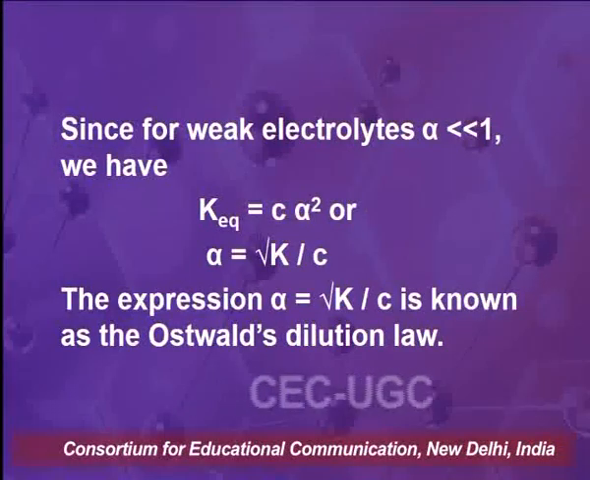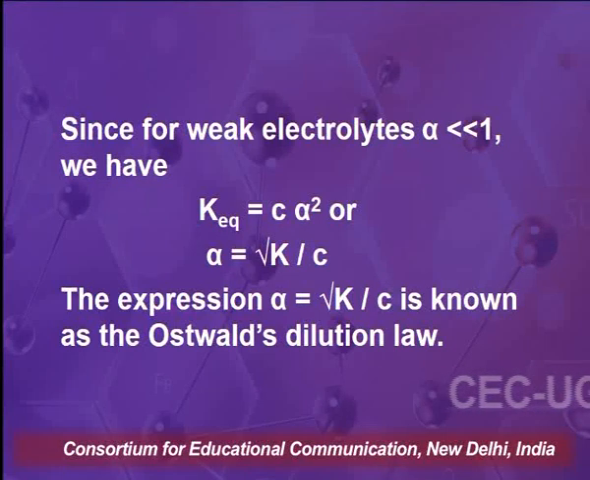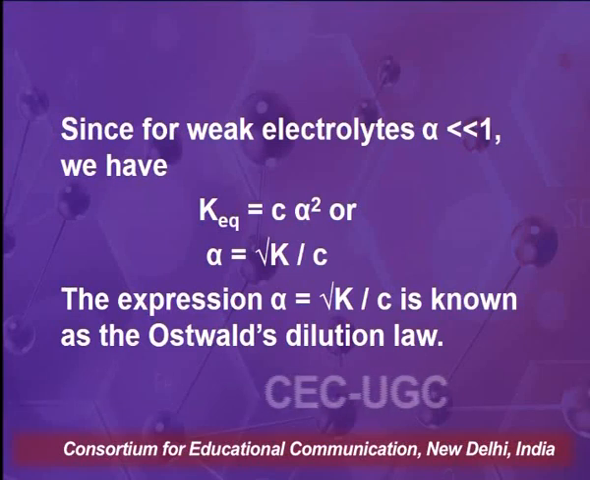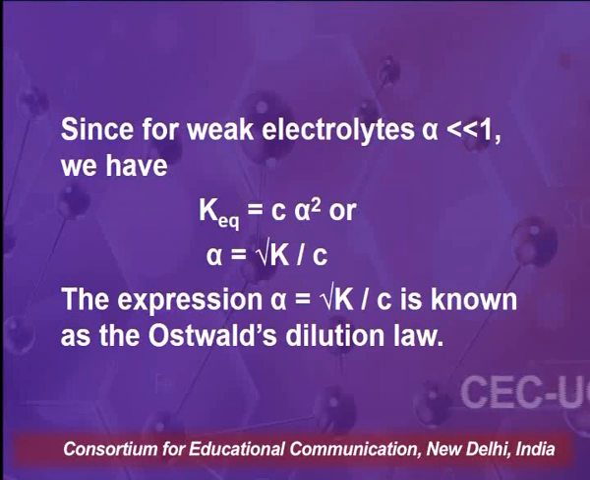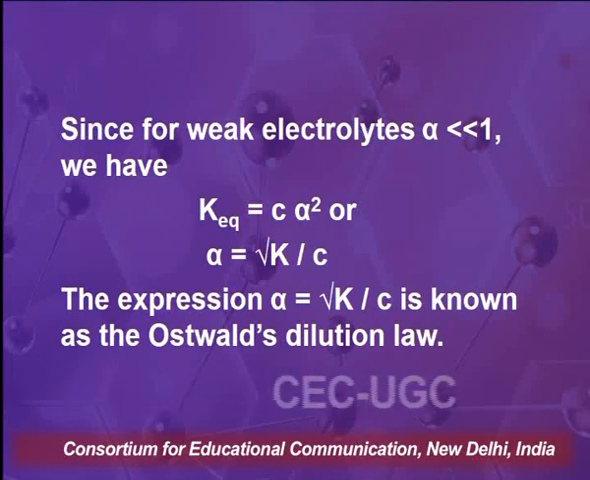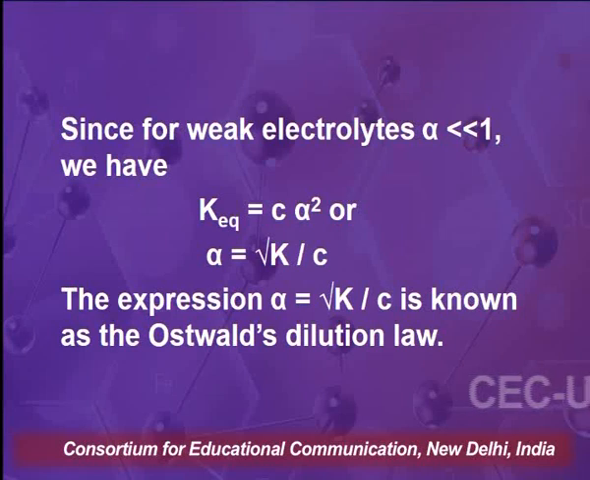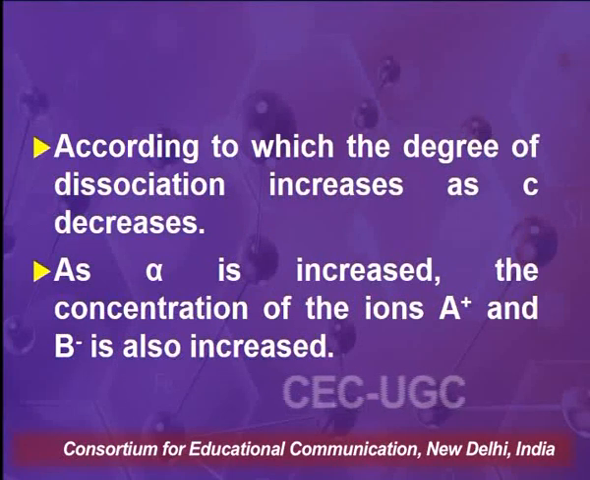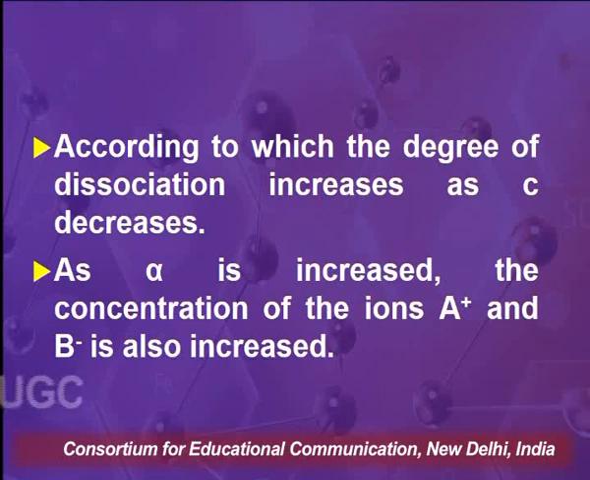Since for weak electrolytes, alpha is much less than 1, we can neglect alpha in comparison to 1 in the denominator, and we get K equilibrium is equal to C alpha square, or alpha is equal to under the root K by C. The expression alpha is equal to under the root K by C is known as the Ostwald's dilution law, according to which the degree of dissociation increases as C decreases.